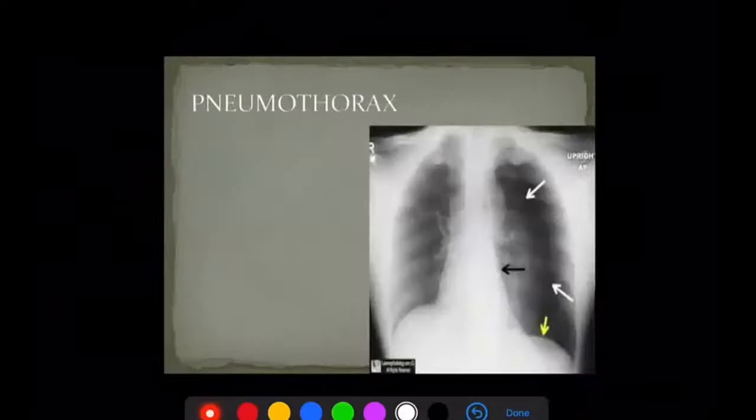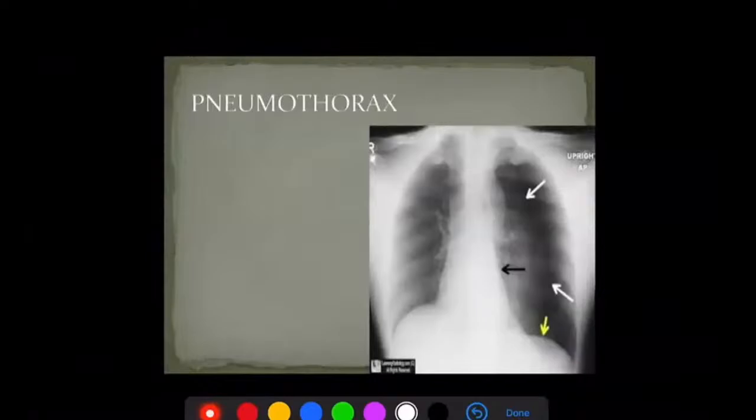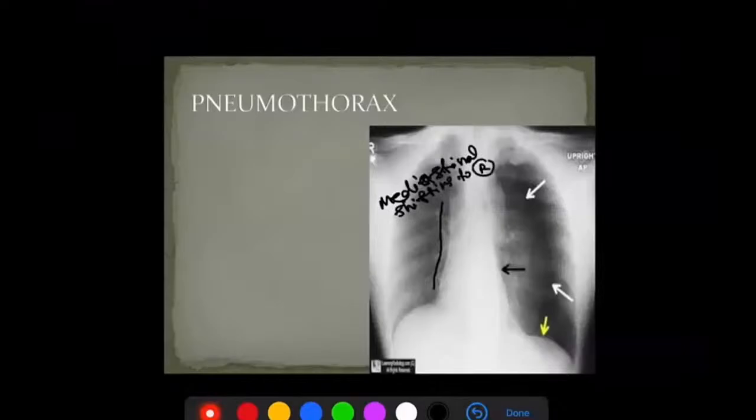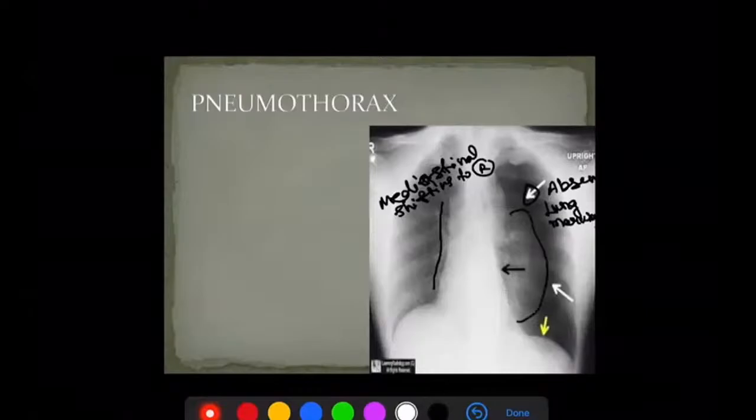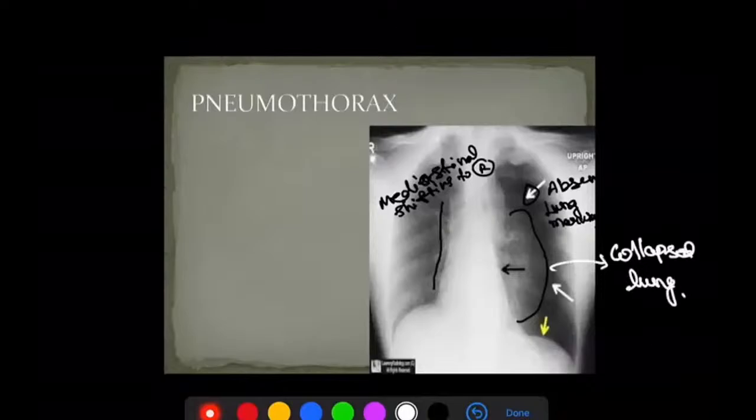Here you have the image of a pneumothorax. You can see the mediastinum shifting to the right, absent lung markings, and a collapsed lung. This is pneumothorax: there is mediastinal shifting to the opposite side, absent lung markings and a collapsed lung. Here there is a left-sided pneumothorax.